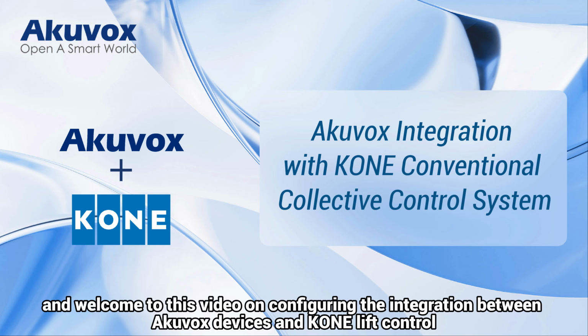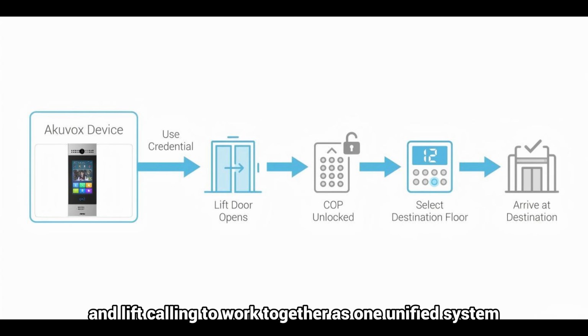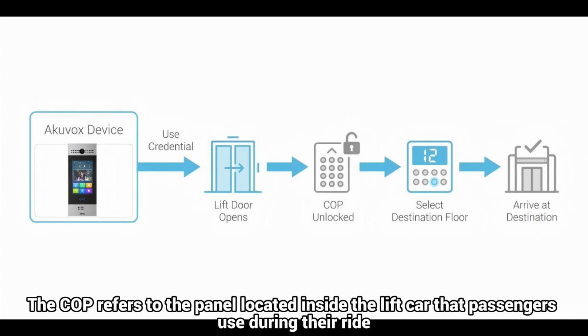Hi, and welcome to this video on configuring the integration between Akuvox devices and KONE lift control. This integration enables access control, car operating panel, COP, and lift calling to work together as one unified system. The COP refers to the panel located inside the lift car that passengers use during their ride.